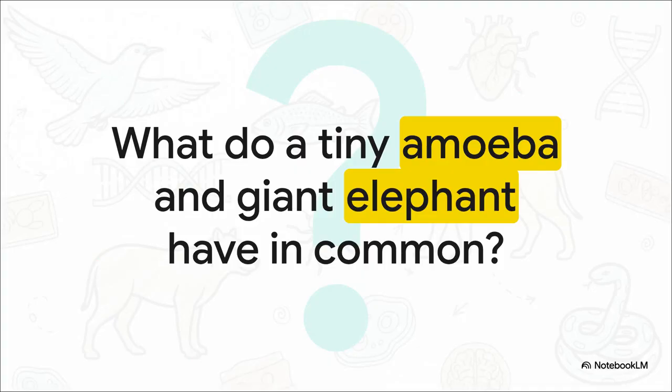I mean, it sounds like a trick question, right? You've got this tiny, microscopic thing in a puddle on one side, and then an elephant that weighs 6 tons on the other. But here's the thing. Believe it or not, the answer is the key. It's the key to unlocking how we get all this incredible, wild diversity of life on Earth.